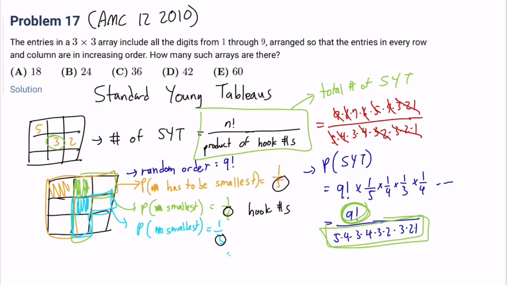And now finally we will have 2 and 3, so this will be 3 times 2 times 7, which is 42. And so that means we have 42 standard Young tableaus in this configuration. That's why the answer is 42.